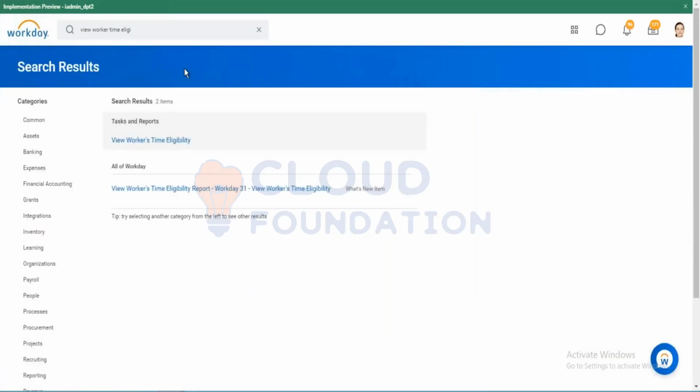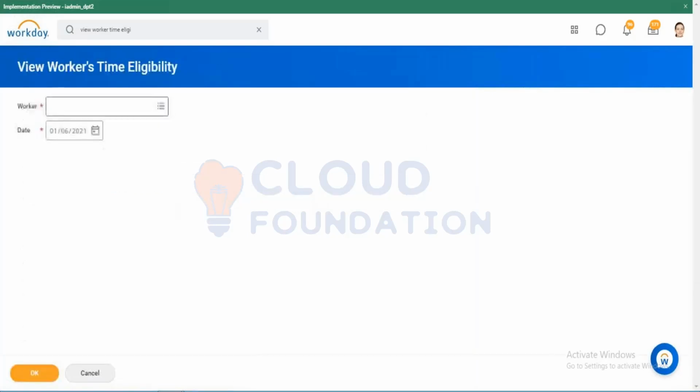Only with the time tracking. All right, this is a powerful tool. View worker time eligibility. Click there. Just write the worker's name, for example, Kevin Turner. Kevin is there or not?